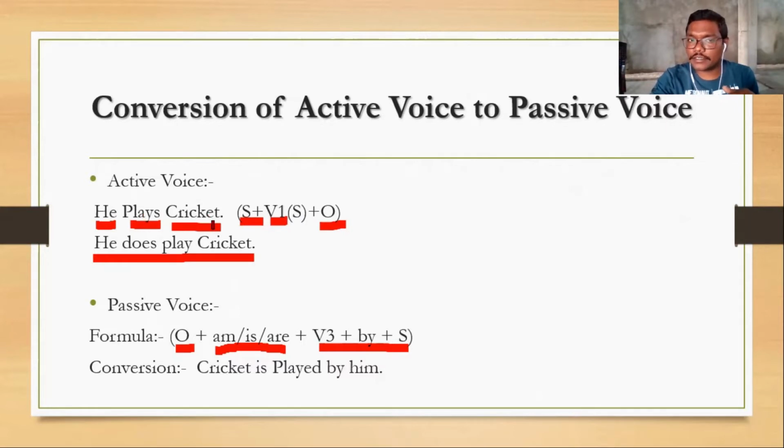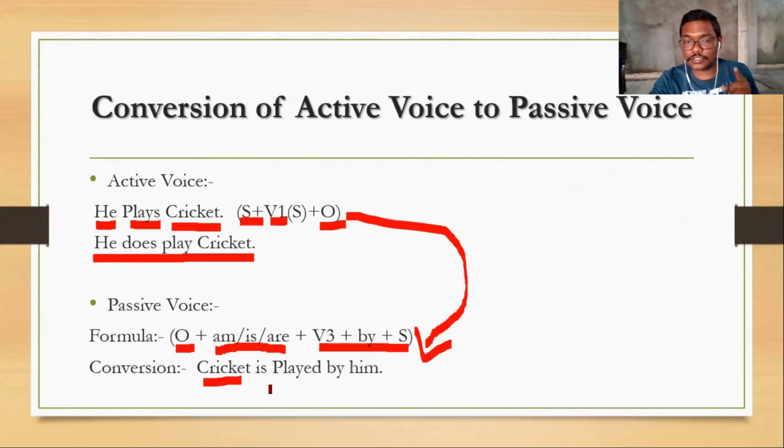See, he plays cricket. So here the object is cricket. I have placed the object here as it is from this sentence. Okay, from this sentence I have made this. So, cricket, the object. Next, what is there? According to the formula, cricket is singular, so I'm going to use is. Next, here we used play. Play is the verb first form. What is the third form? Played. So I have used played. And by, as it is. By I have taken.